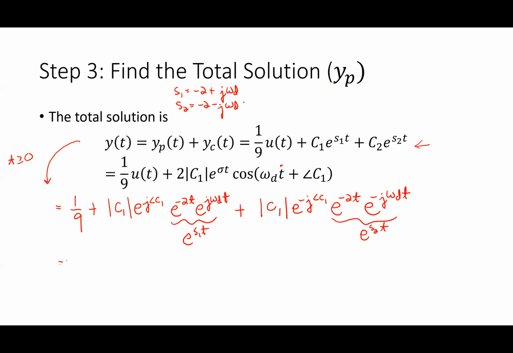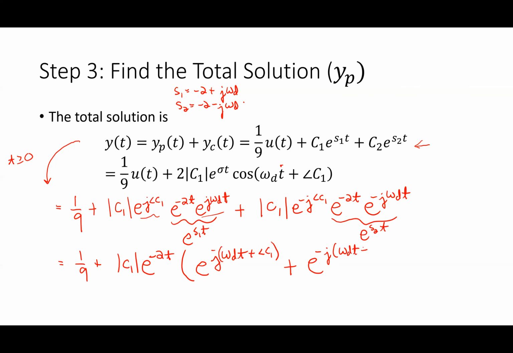What I'm going to do is try to simplify this a little bit. I'm going to say I have 1/9 plus magnitude C1, and I see I have an e to the negative 2t in both terms and a C1 in both terms. So I'm going to factor out magnitude C1 and e to the negative 2t, and see that I'm left with e to the j angle. So I'm going to write it like this. I'm going to group these two terms, e to the j omega dt plus angle C1, like that, plus e to the negative j omega dt plus angle C1, like so. All right. Now you should be able to see how these two terms would combine to give you this.